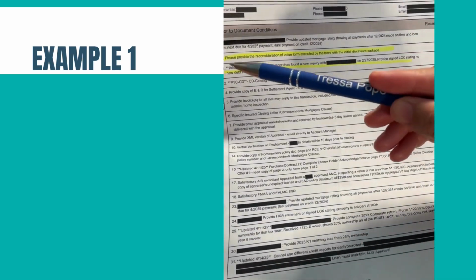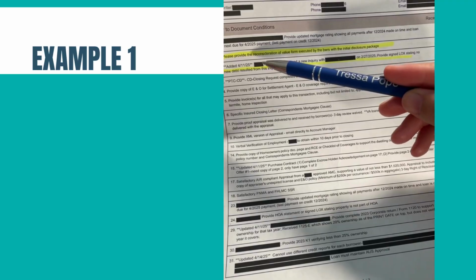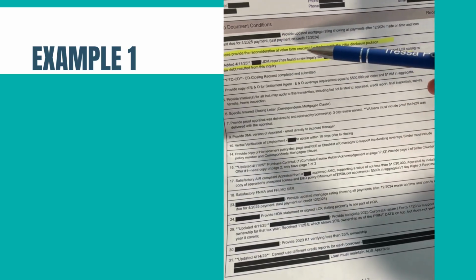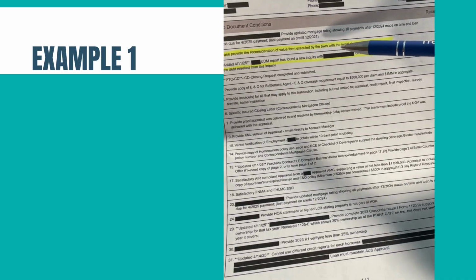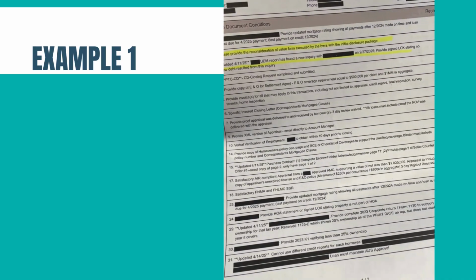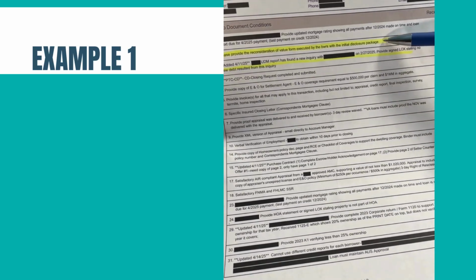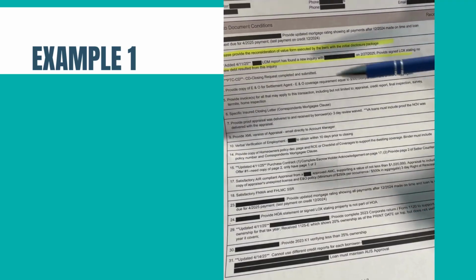But then I have, please provide the reconsideration of value form executed by the borrowers with the initial disclosure package. So this was a form that got missed, so we can certainly get that form signed by the borrower.